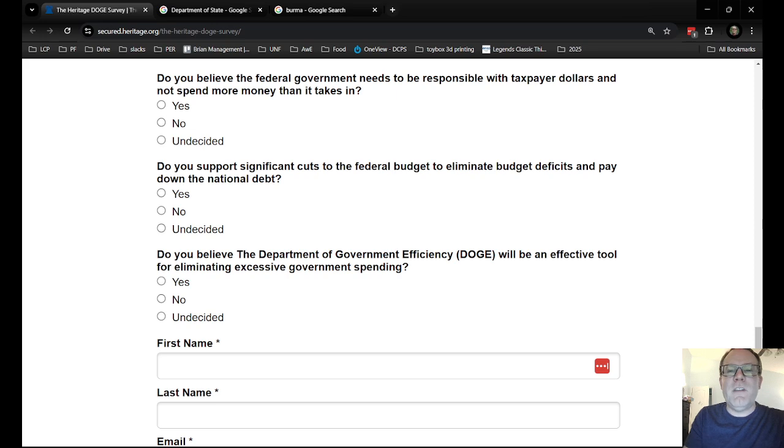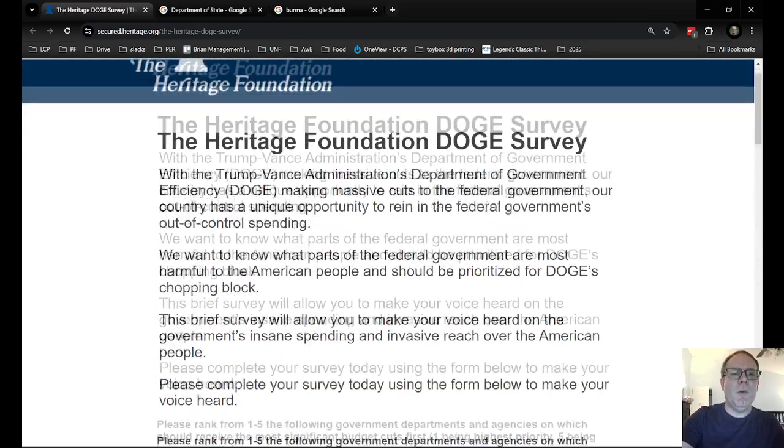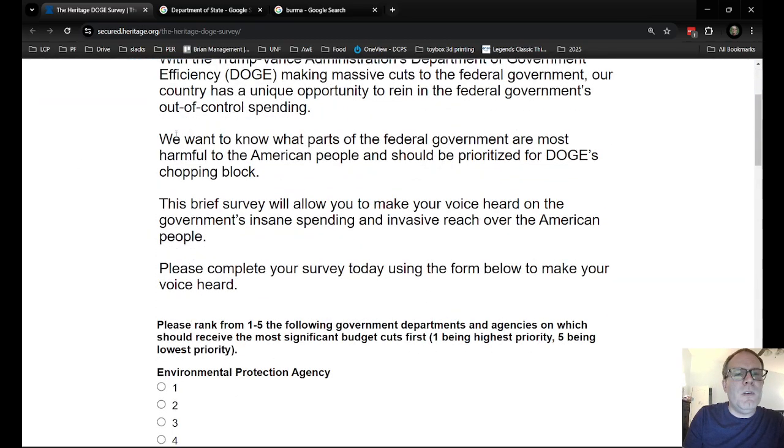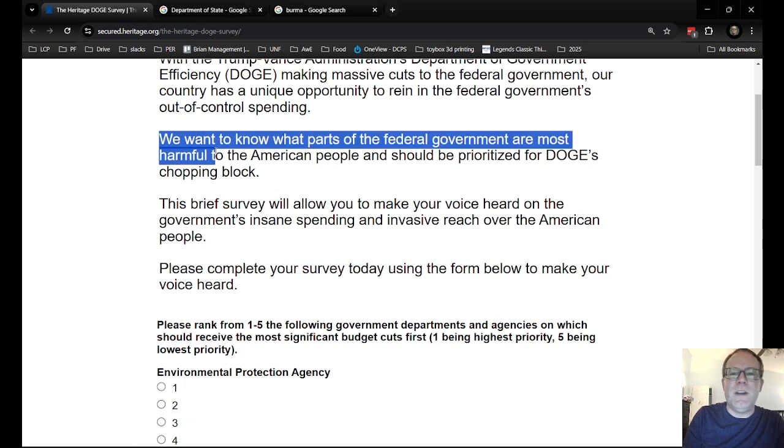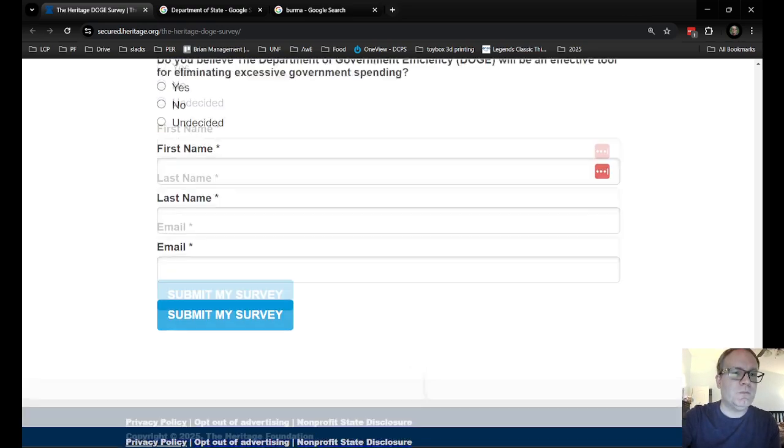Do you believe the federal government needs to be responsible with taxpayer dollars and not spend more money than it takes in? Okay, I see we're almost at the end of the survey. And again, I want to point out that the preamble said they want to know what parts of the federal government are most harmful to the American people. I'm almost done with the survey. I haven't seen the word harm once. Maybe it's in the last three questions.